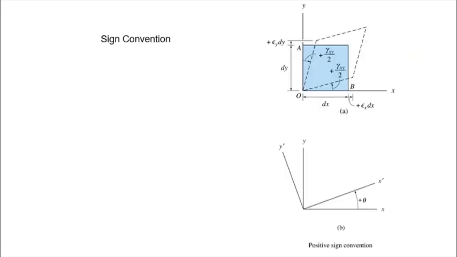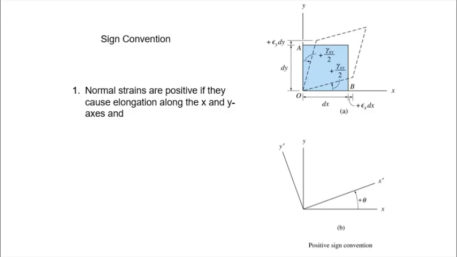Sign convention as before, we also have sign convention for strains. Normal strains are positive if they cause elongation. Right? So we have two directions for normal strains. We have strain X and strain Y. If they elongate, they are positive. If they are due to contraction, reduction in original length, then they are negative.